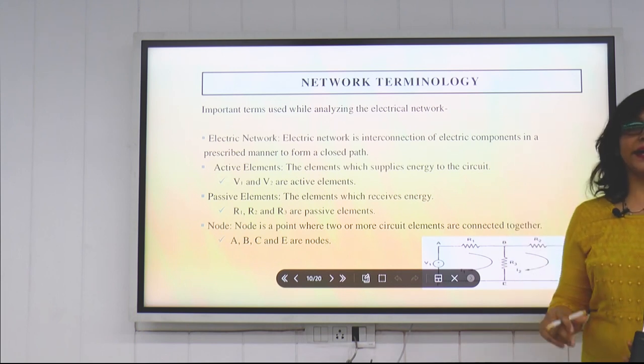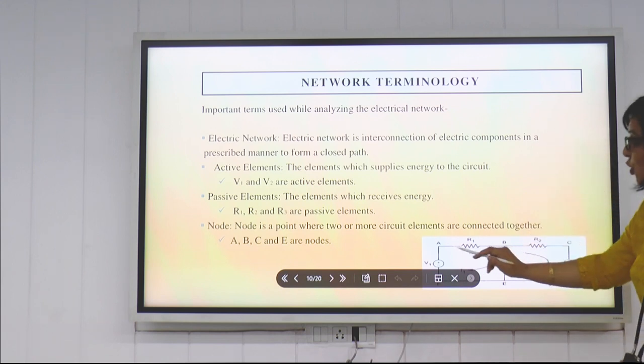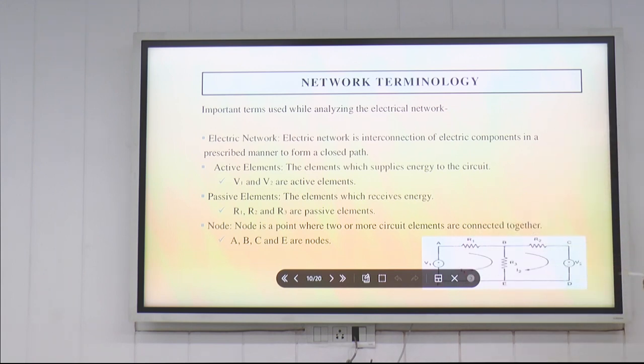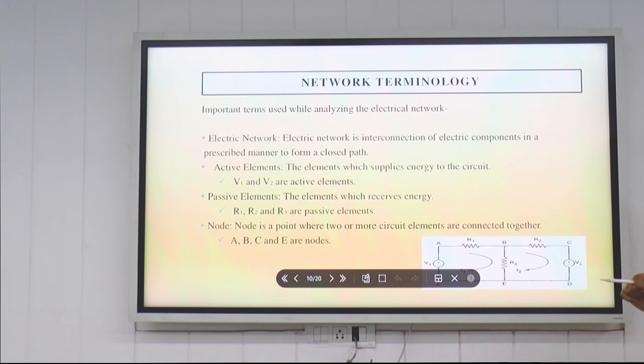Next is active element. Active elements are those elements which supply energy to the circuit. In this figure, we see that we have two voltage sources, V1 and V2, which supply energy to the circuit. So we have two active elements, V1 and V2. Next is passive element. The element which receives the energy is known as a passive element. In this figure, the energy is received by R1, R2, R3. So the passive elements are R1, R2, and R3.